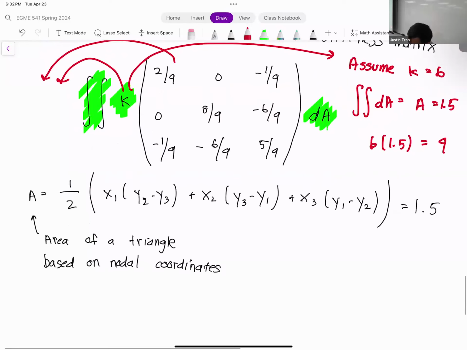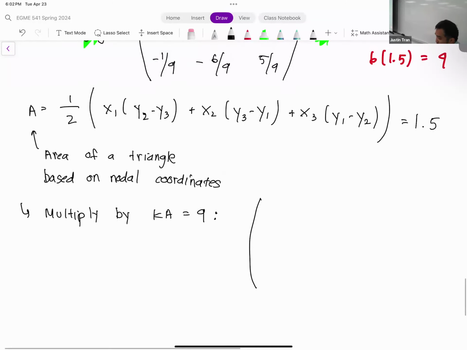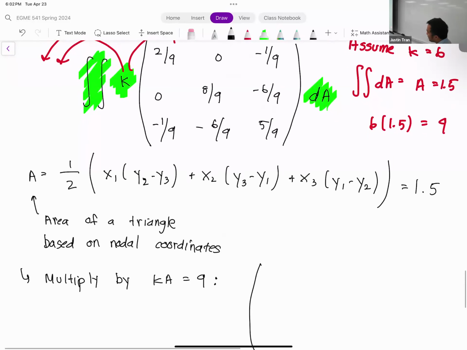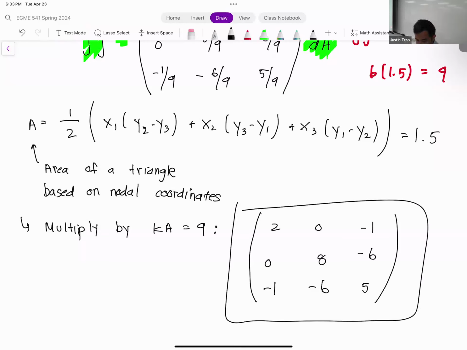So if we multiply the entire matrix by 9, we get the following. We still have our 3 by 3 matrix here, and every entry we multiply by 9, which conveniently gets rid of our denominator in this case: 2, 0, -1, 0, 8, -6, -1, -6, and 5. So that right there is the element stiffness matrix of our triangle.